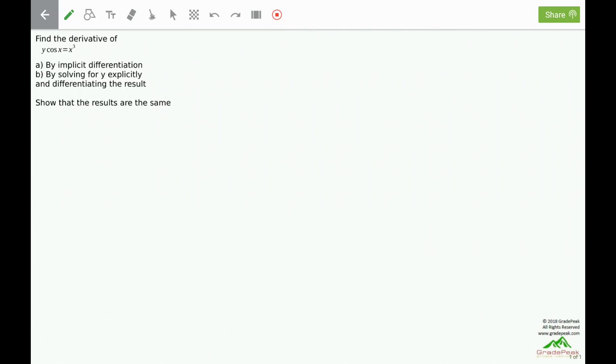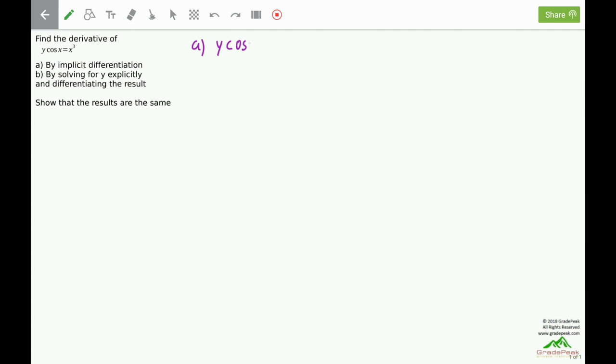Find the derivative of y cosine x equals x cubed, A, by implicit differentiation, B, by solving for y explicitly and differentiating the result. Show that the results are the same. So for part A, we're going to find the derivative by implicit differentiation.